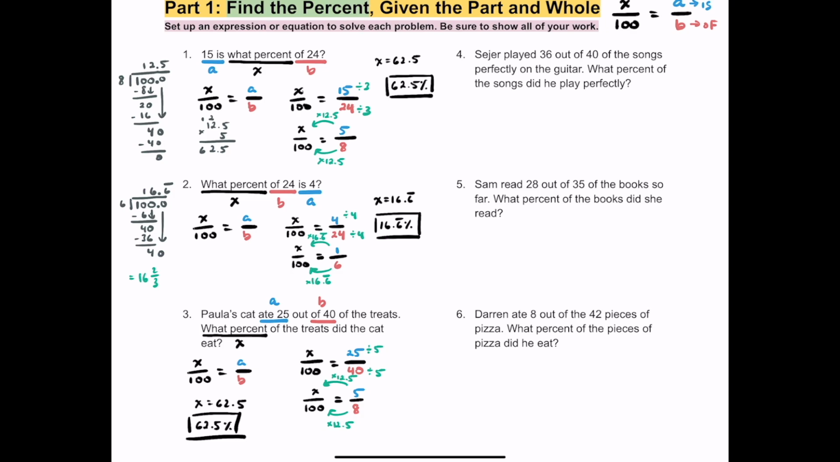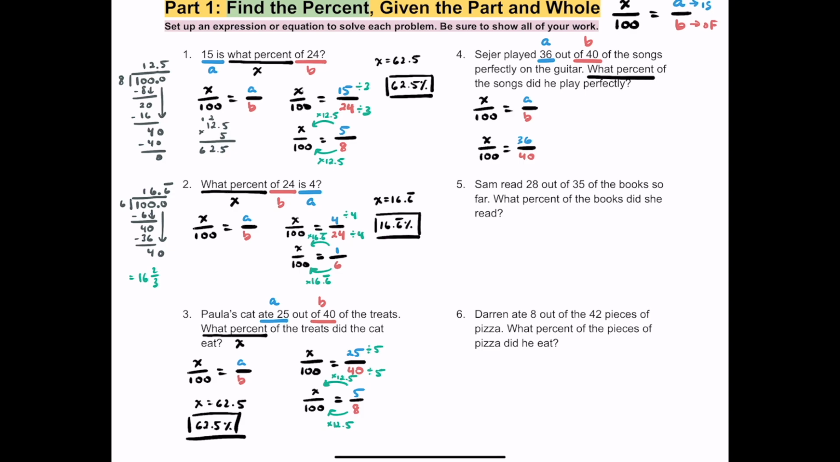Number 4, Sire played 36 out of 40 of the songs perfectly on the guitar. What percent of the songs did he play perfectly? Okay, so let's start with the part. 36 here is going to be the part or the A value, and the whole is of 40, right? So that's the whole. That word of came up again, and it says what percent. So what percent is asking us for a percentage. We can use the percent proportion, right? Go ahead and just paste that right over here from earlier and substitute some values in. So x over 100 is equal to 36 out of 40. Let's go ahead and put 36 on top. That's part of the songs he played perfectly, and 40 was the total, right?